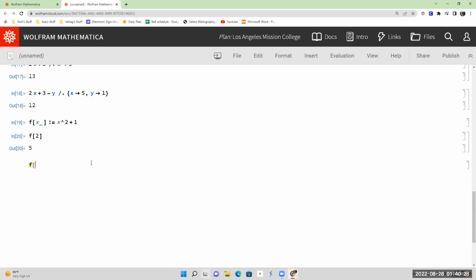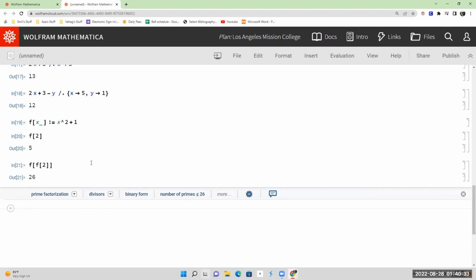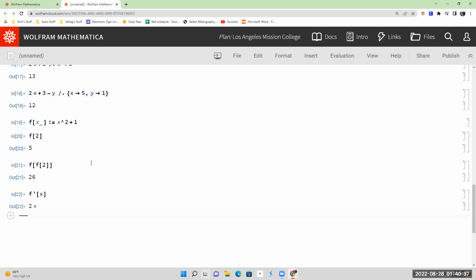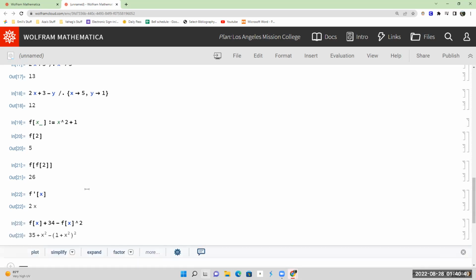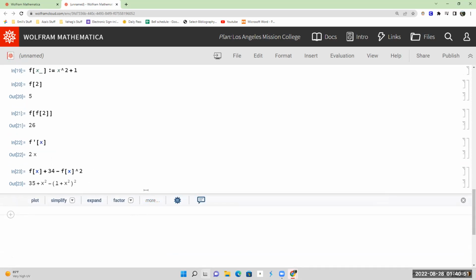We can do multiple evaluations, so function composition. We can take the derivative of that function, right? We can take that function and add numbers, or take that function and square it, and do all sorts of other algebraic manipulations that you would expect. Okay. We can also, of course, graph it by using the plot feature.